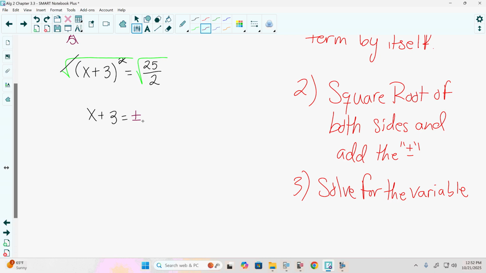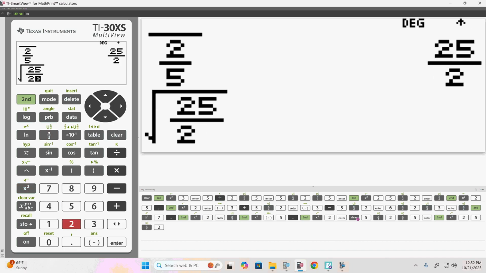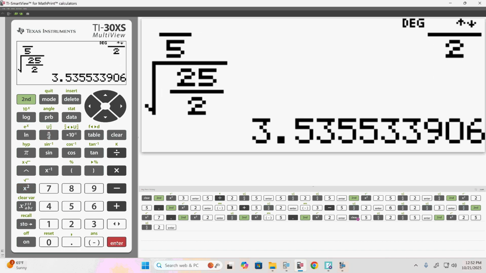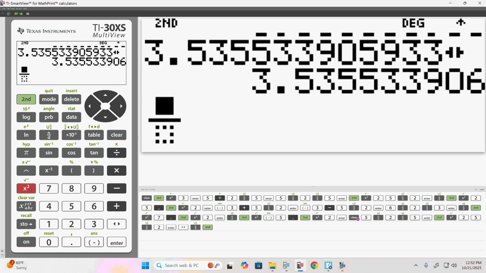Now we need to take square root of 25/2. Now we could do this by hand. We can calculate it out. Most likely you're going to want to plug it into the calculator. Now the TI-30X and the graphing calculator won't let us just plug it in as the square root of 25/2. It's going to give it to us as a decimal. Even if we tell it to try to approximate, it's still going to give it to us as a decimal.